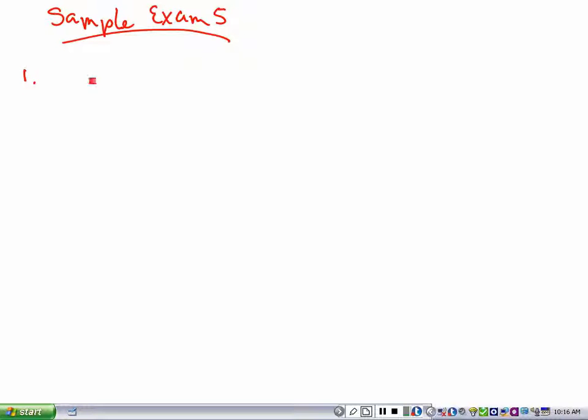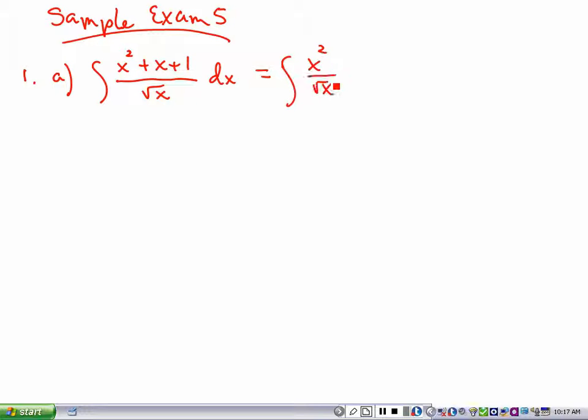Number 1, part A, you want to integrate x squared plus x plus 1 all over the square root of x dx. I'm going to break it up. So this is x squared over the square root of x plus x over the square root of x plus 1 over the square root of x dx.